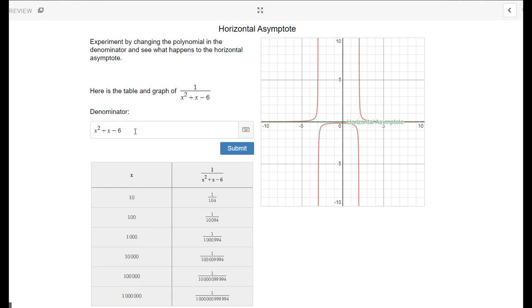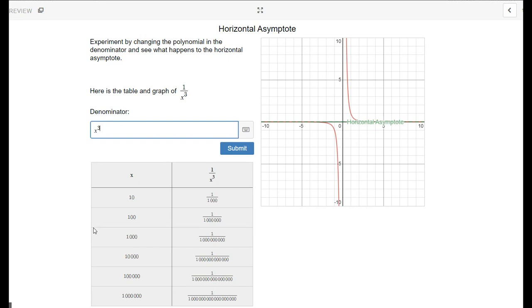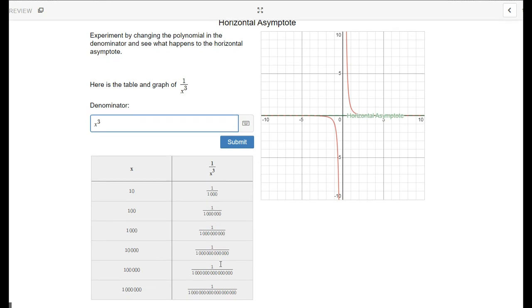Okay, and here you can play around and you can make the denominator anything you want. And you can see that it really doesn't matter what I make it, as long as the degree of the bottom is bigger than 0, I'm going to have a horizontal asymptote at y equals 0 because this graph is going to be getting smaller and smaller as those x values increase, making the denominator bigger and bigger.